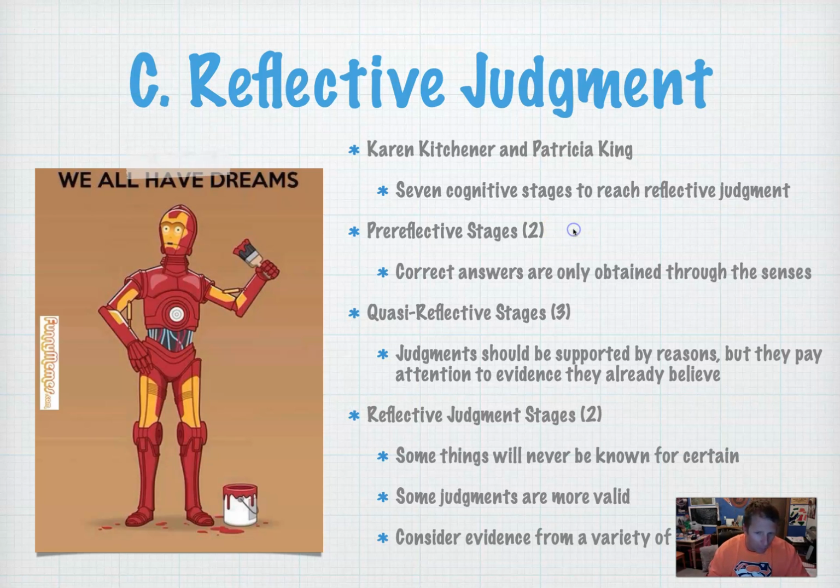In the second, some judgments are more valid. You look at evidence from a variety of sources, which is hard to do, especially with the media now. Many people abandon ignorant certainty, where you say, I know it, I tell you what, I feel it in my bones, for intelligent confusion. I know we can't be sure, but we'll make our best guess.